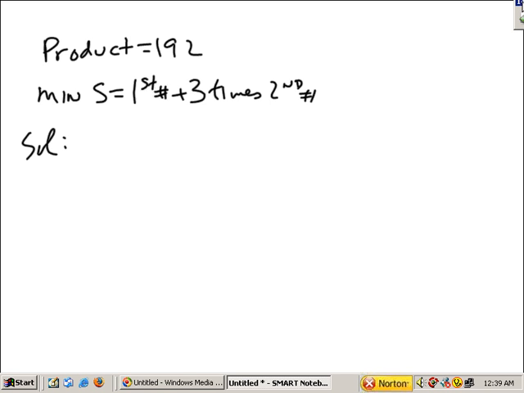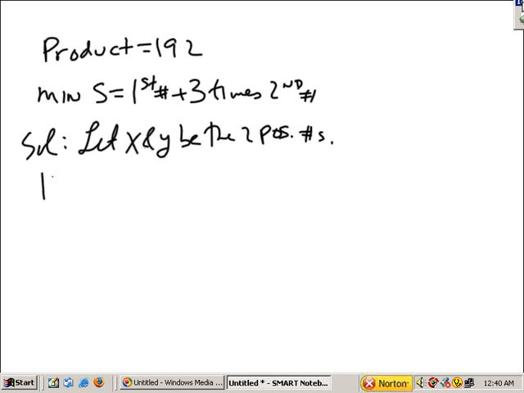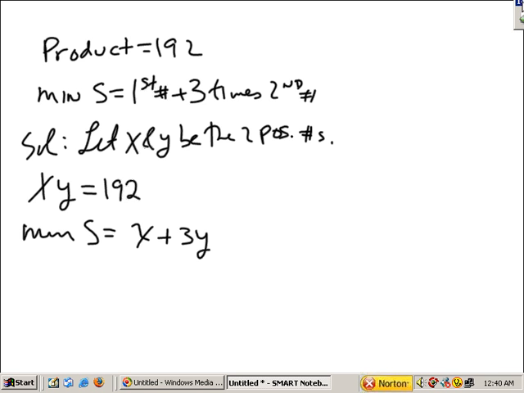Let x and y be the 2 positive numbers. x the first, y the second. So we know that x times y, the product of the numbers, is 192. And we would love to minimize x, which is the first number, plus 3 times the second number.